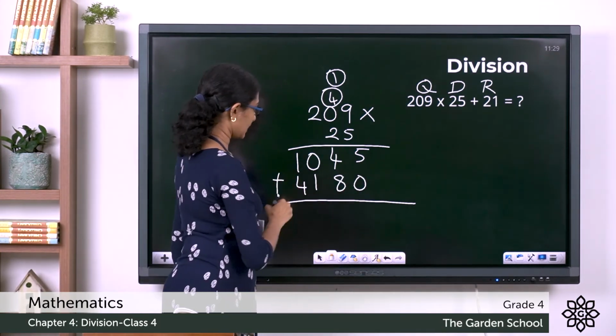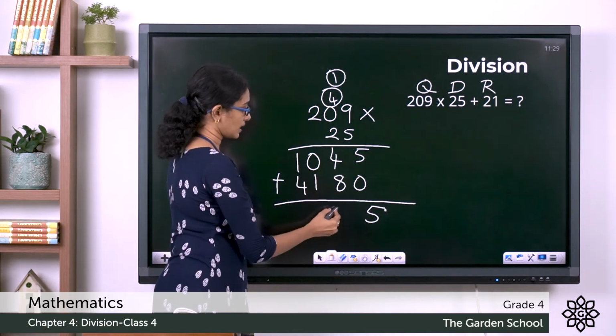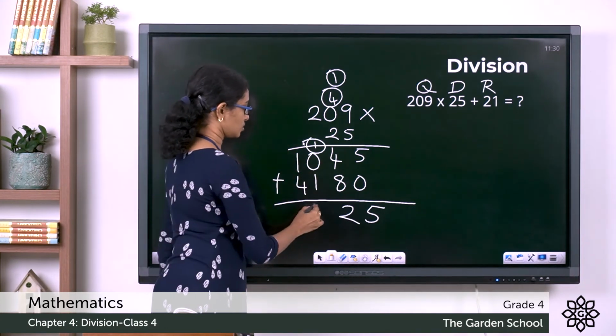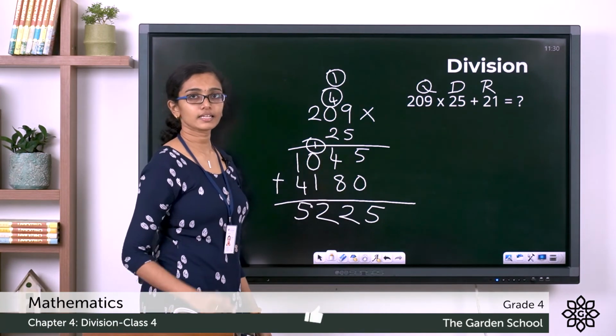Now, adding the two products. 5 plus 0, 5. 4 plus 8 is 12. Carry over 1. 1 plus 0 plus 1, 2. 4 plus 1, 5. Now you have to add the remainder.